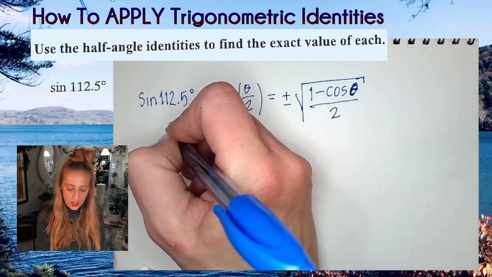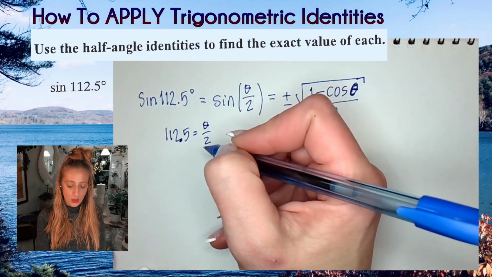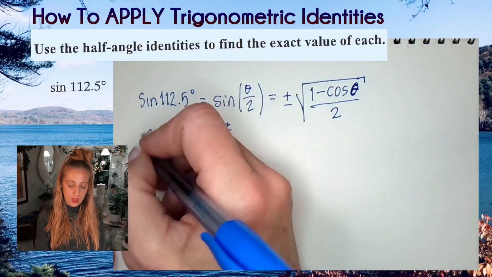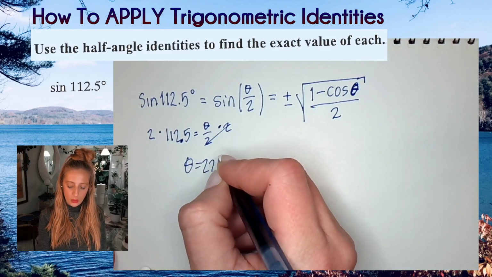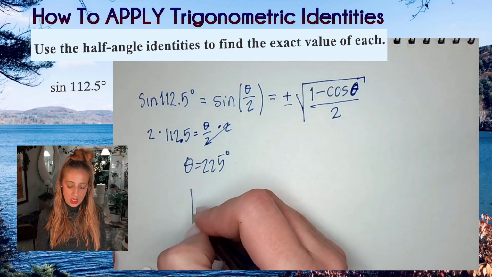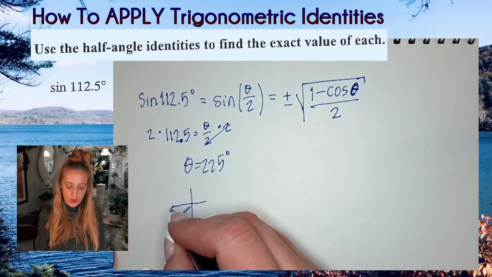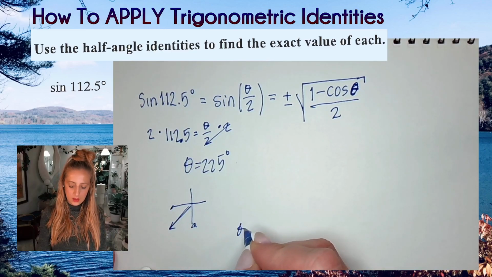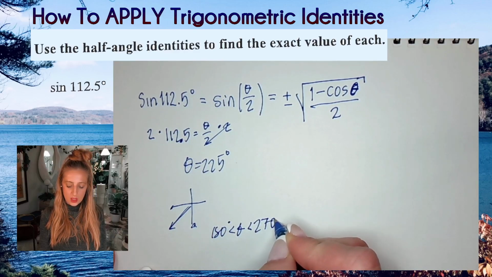So if 112.5 is half of theta, then what's theta? Multiply both sides by 2, double both sides. 112.5 times 2, that means theta equals 225 degrees. Now, although 225 degrees is there, it's between 180 and 270. Theta is between 180 and 270.